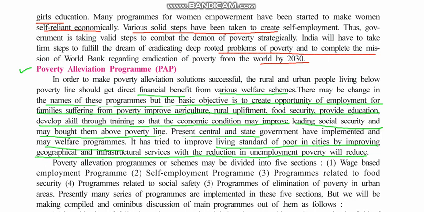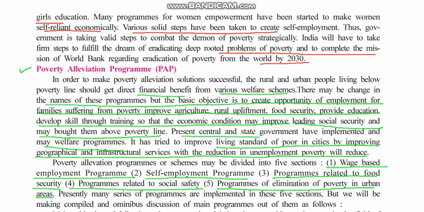Now this poverty alleviation program is divided basically into 5 schemes. First, the wage based employment program, which is related to wage, meaning getting money. Second is self employment, programs or trainings which will help the person taking that training develop self employment for themselves. Third is programs related to food security. Fourth is programs related to social safety. And fifth is programs for elimination of poverty in urban areas. So these are the 5 different variations in which the poverty alleviation program is divided.